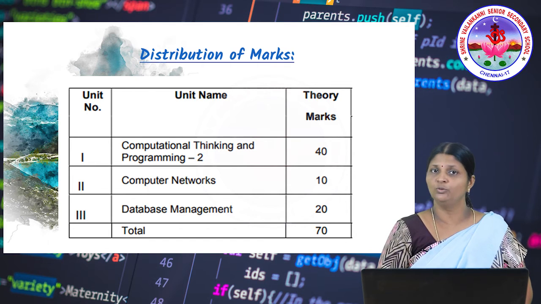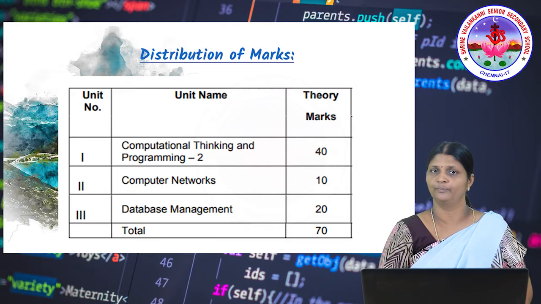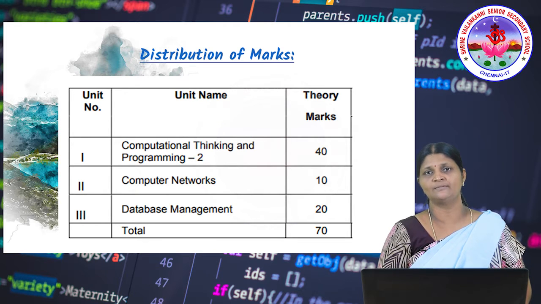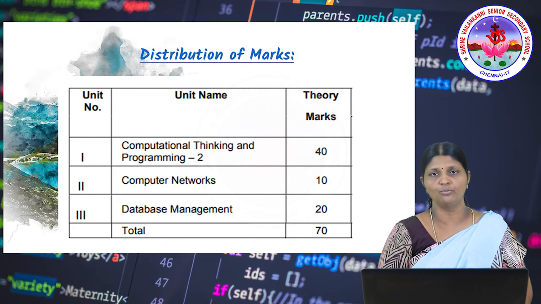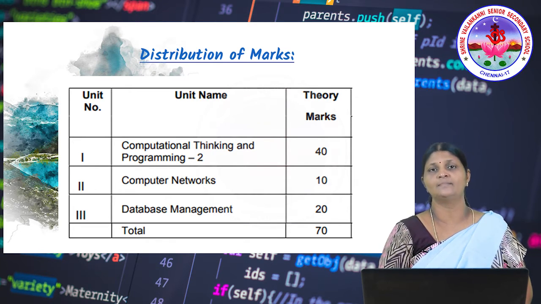We have 3 units. Computational thinking and programming 2 covers 40 marks in your theory paper. Next comes unit 2, computer networks, and here 10 marks are covered. Now unit 3, our last unit, is about database management system, and this covers nearly 20 marks. So totally we have 70 marks, and this is how the distribution of marks is.